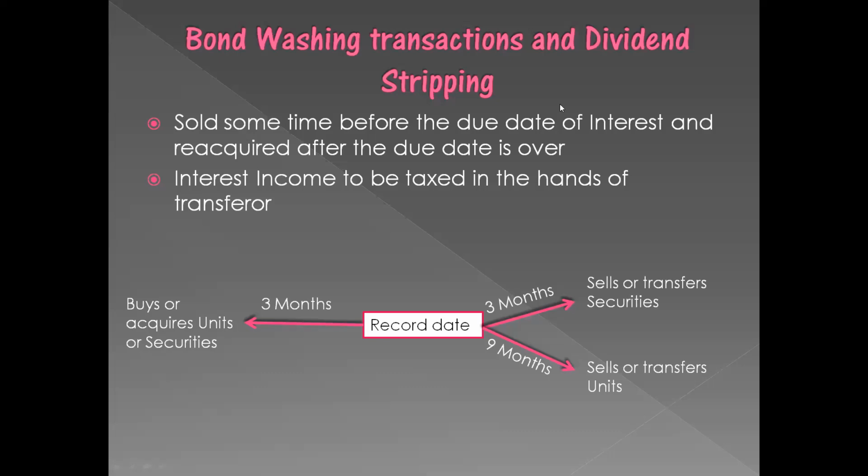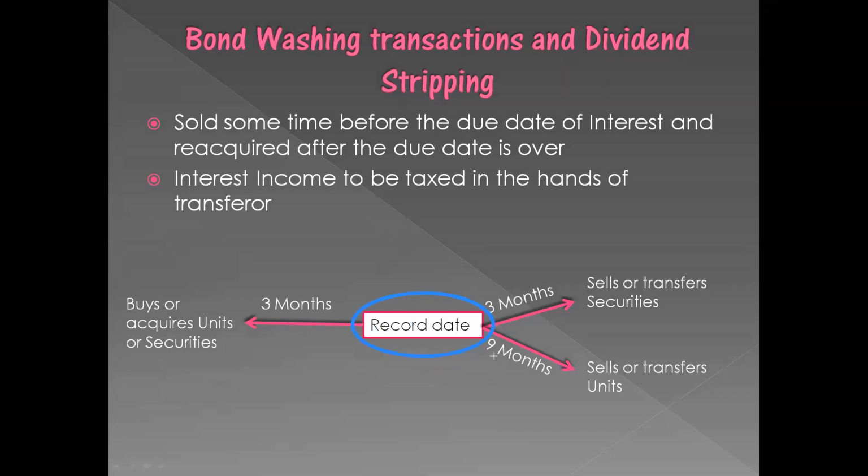Our next topic is bond washing transaction and dividend stripping. So the date of transaction is prescribed. The record date mentioned in this diagram is nothing but the date on which the company has paid the dividend. So here it is the date on which dividend or interest, any form of income, has accrued to the transferor in this case.